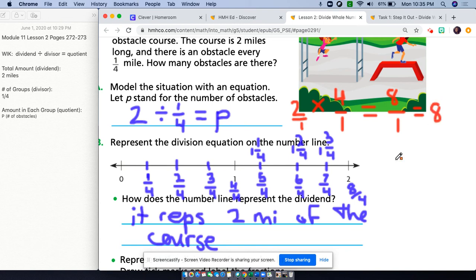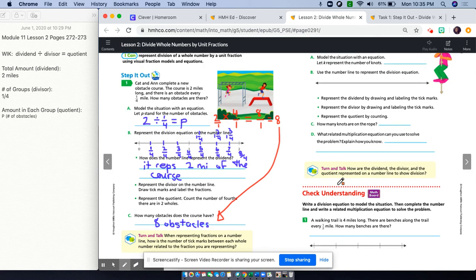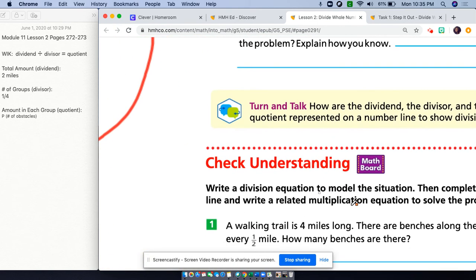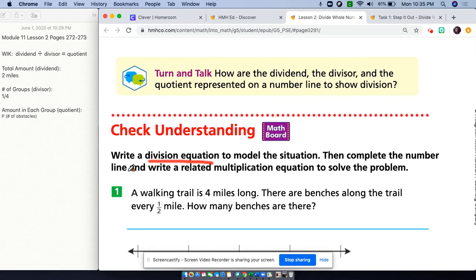So as you can see, I still ended up getting the same answer at the end. 2 divided by 1/4 is the same exact thing as doing 2 times 4. We keep the first fraction, change the sign, and flip our second fraction. And then finally, you can complete the check understanding, where again, it wants you to write a division equation to model the situation, then complete the number line, and write a related multiplication equation to solve the problem.